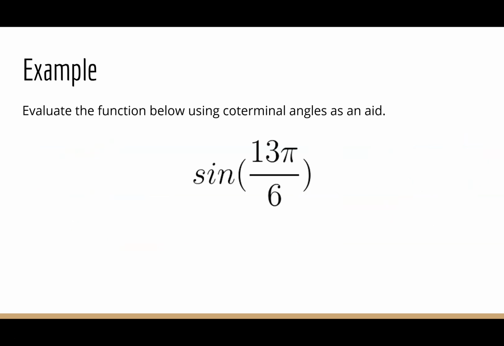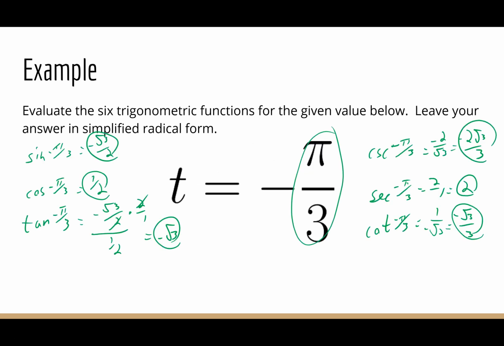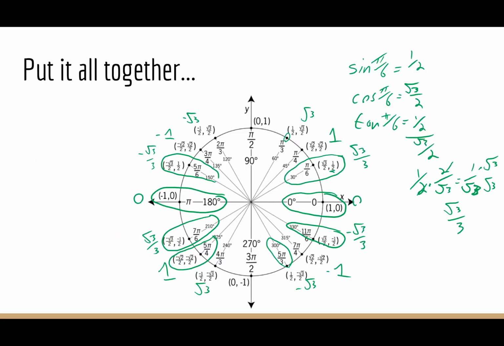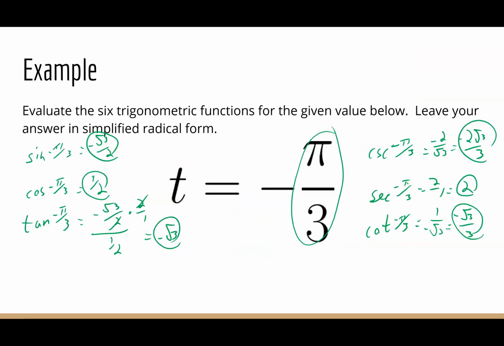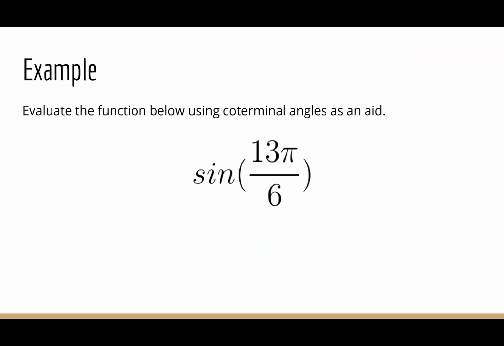Evaluate the function below using coterminal angles as an aid. So 13 pi over 6 is not on the unit circle. So let's look at it. 13 pi over 6. We have pi over 6 right here. As we go around, we see some others. 5 pi over 6, 7 pi over 6, 11 pi over 6. So now we need 2 more pi over 6s. So 1, 2. So it's actually going to be pi over 6 is the same thing as 13 pi over 6. Or we can do that numerically.